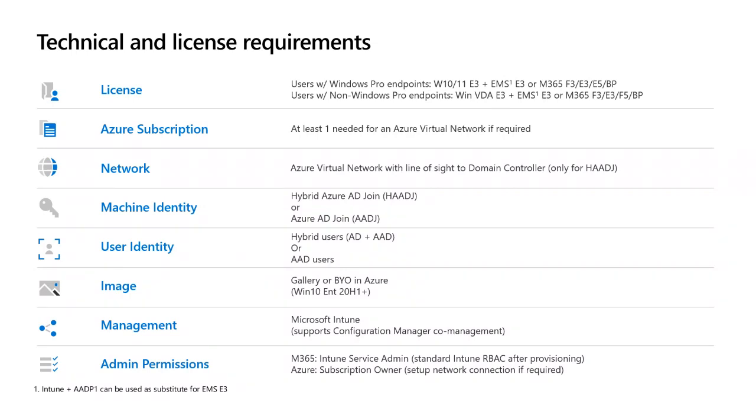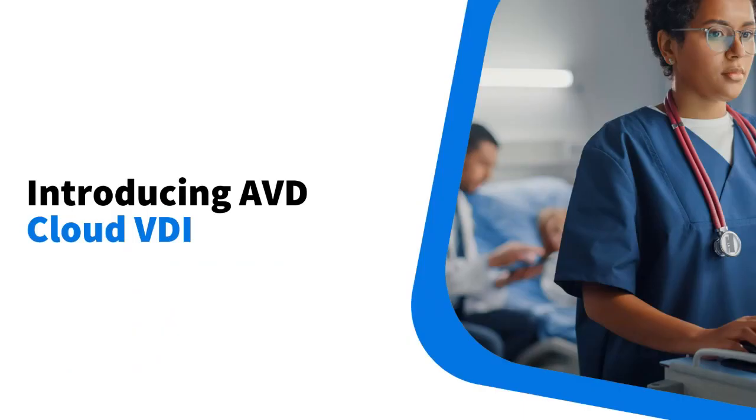Also, the image, you can bring your own image inside of your Windows 365 environment or go directly from a gallery-based image. Everything with Windows 365 is managed by Microsoft Intune. It also supports co-management with SCCM and Configuration Manager. And then you can see some of the admin permissions that are shown down below for the RBAC controls and provisioning that we do as part of that workload.